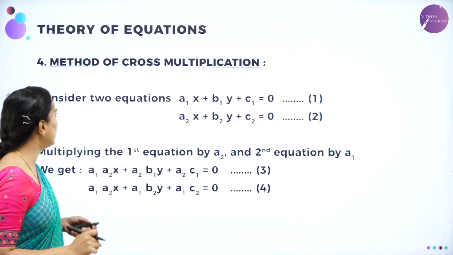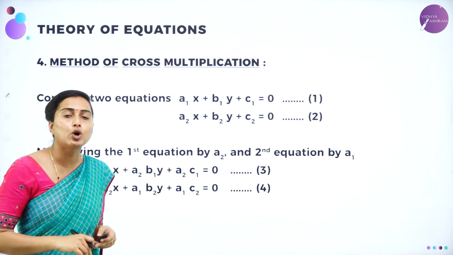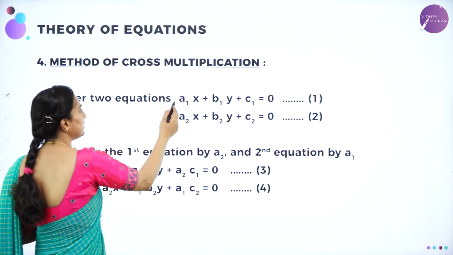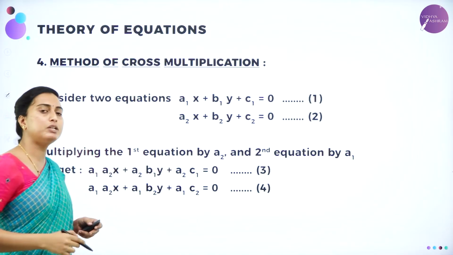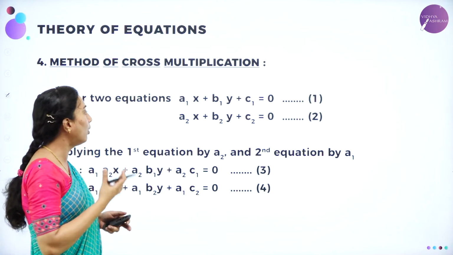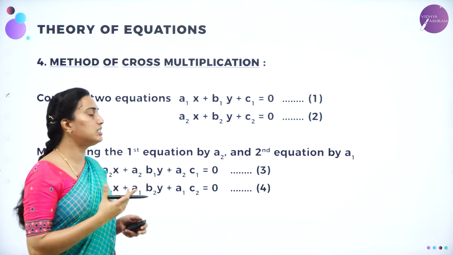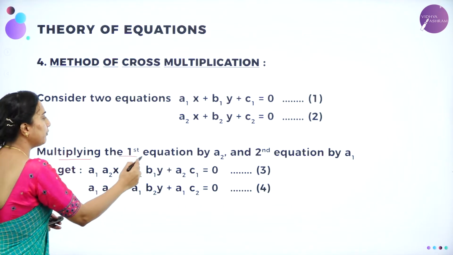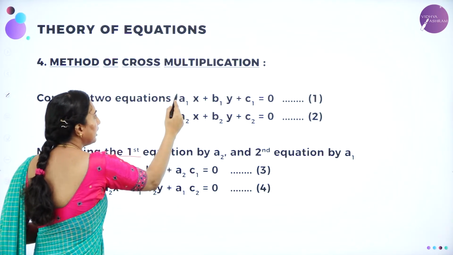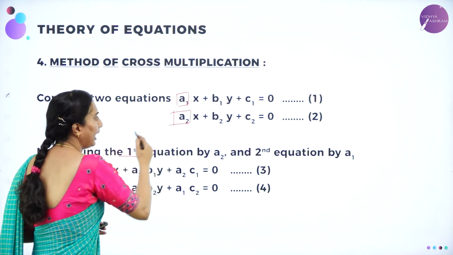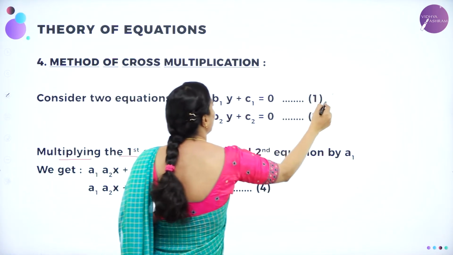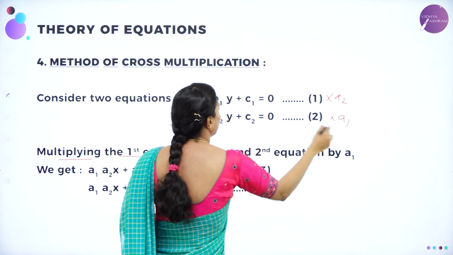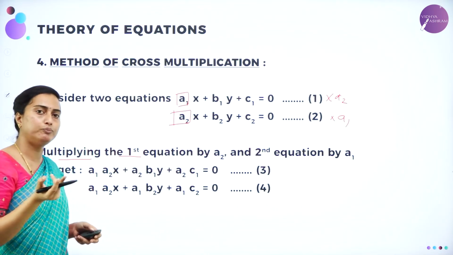We'll be moving on to the next, which is the method of cross multiplication. Cross multiplication is easier. Consider these two equations, that is a1x plus b1y plus c1 equal to 0 and a2x plus b2y plus c2 is equal to 0. That is the two equations I have considered. Here multiply the first equation by a2. That means here they have taken the coefficient of x. So here multiplying this equation by a2, and multiplying this equation by a1, or you can take the y coefficient also. Got it?